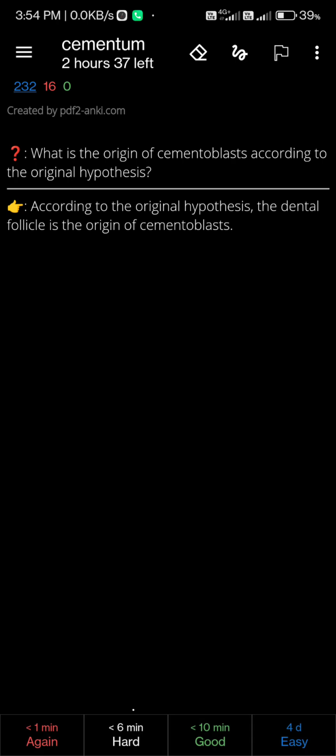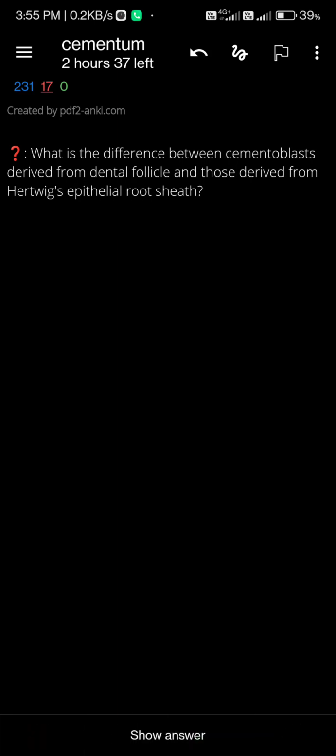So what is the origin of cementoblast according to original hypothesis? That is the mesenchymal cells of dental follicle. According to original hypothesis, dental follicle is the origin of cementoblast. What is the difference between cementoblasts?